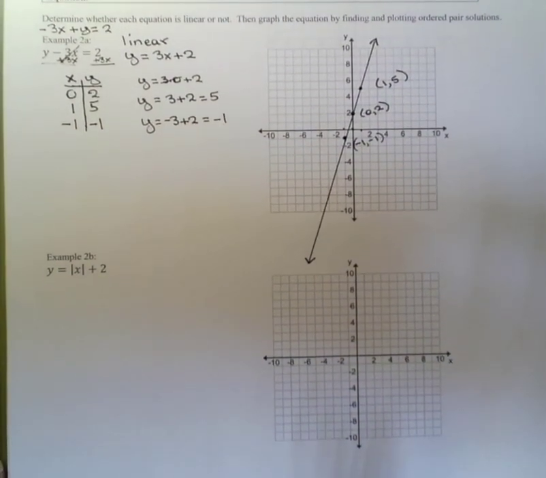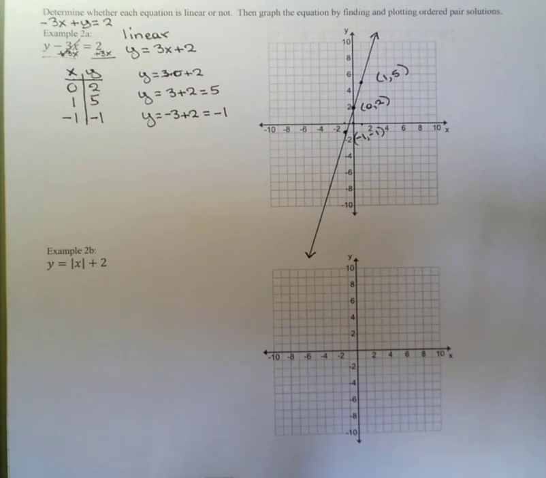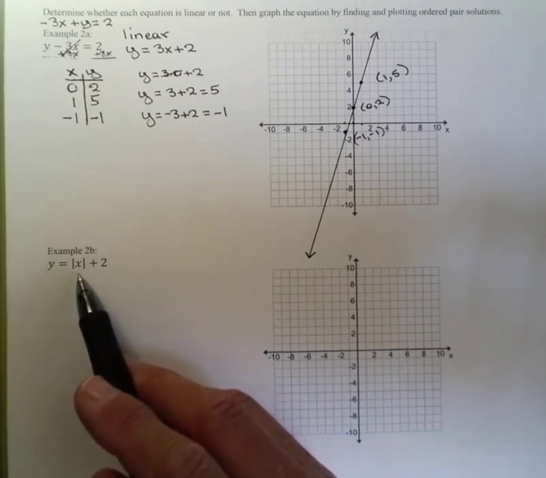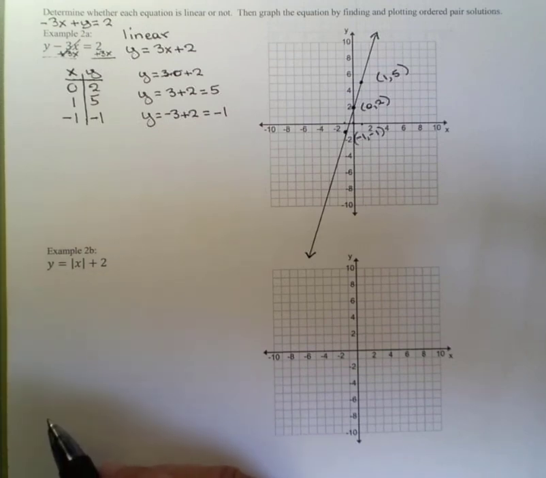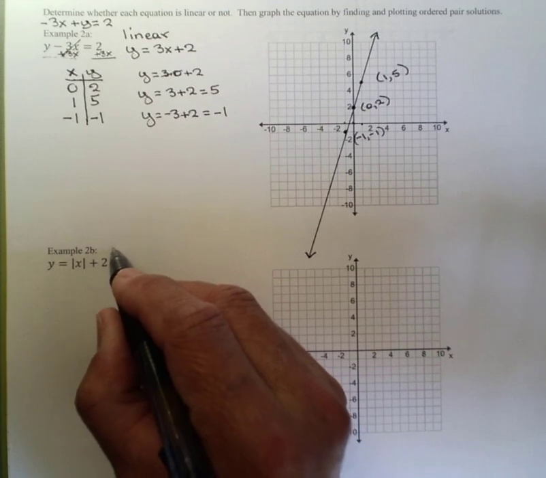So let's take a look at example 2b. Now 2b says, is it linear or not? Remember my rules for linear. It can have an x coordinate, and it can have a y, and it can have a number term, but it can't have anything like x squared or absolute value of x. I know when I look at this one that it is not going to graph as a straight line. So I'm going to go ahead and say this one is not linear.